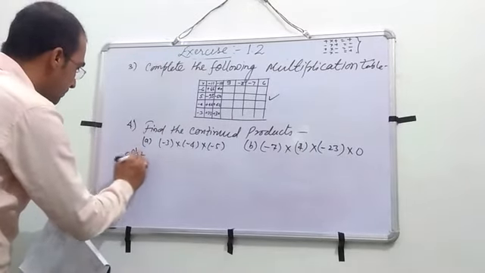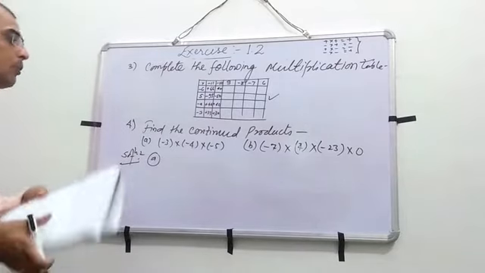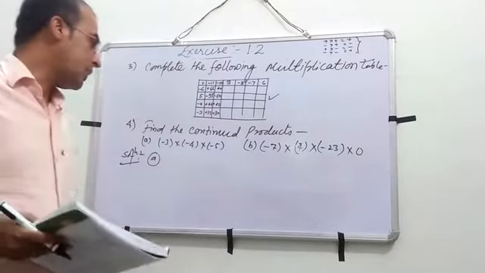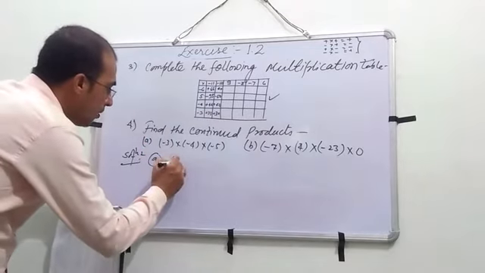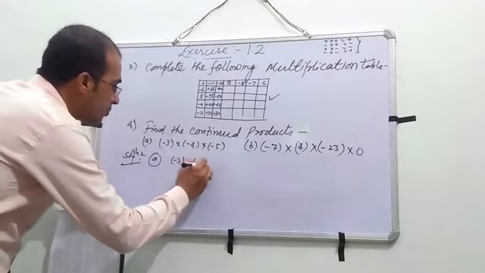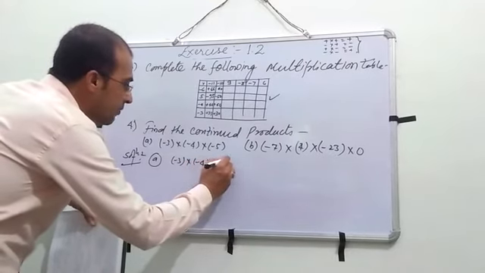You have to find the continuous product. It means that simply you will multiply. Minus 3 into minus 4 into minus 5, it is given.